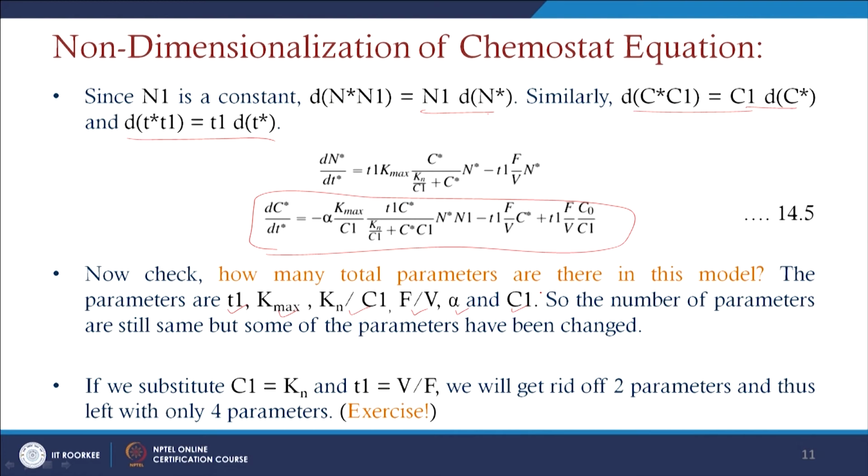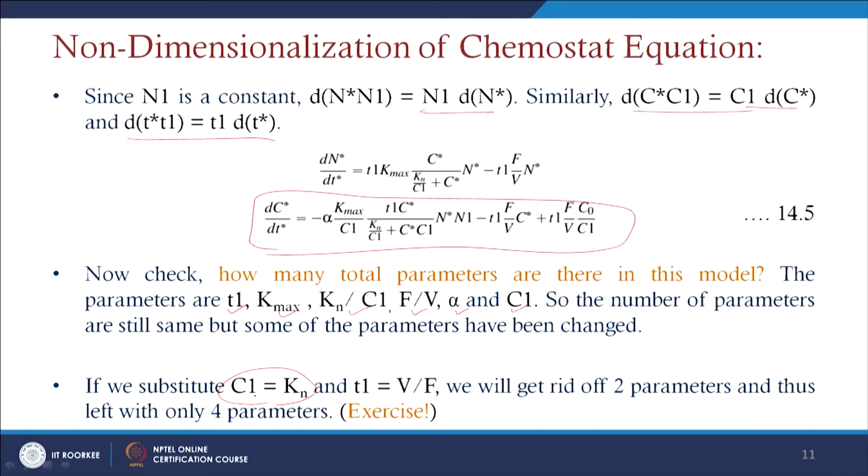So the total number of parameters is still the same, but some of these parameters have changed since this division of terms is there. If we substitute, suppose here C1 equals Kn, since Kn is an arbitrary parameter and we can change it according to our flexibility, so if we replace this Kn by C1 here and T1 by V by F, we'll get rid of two parameters here, and thus we will be left with only four parameters here.